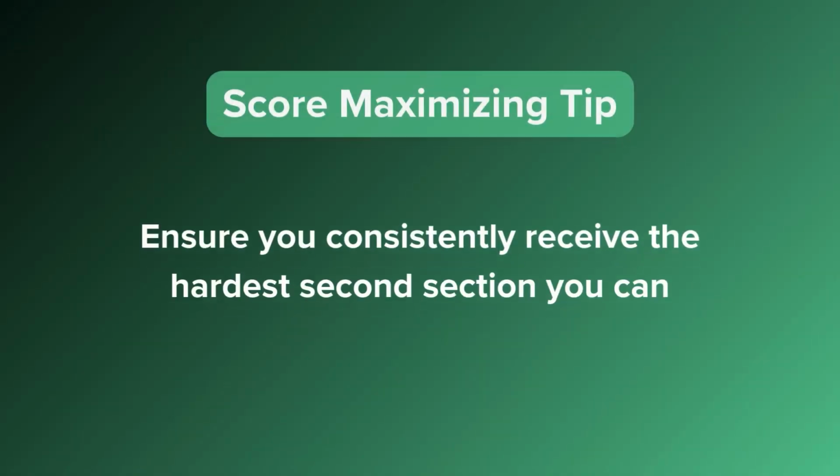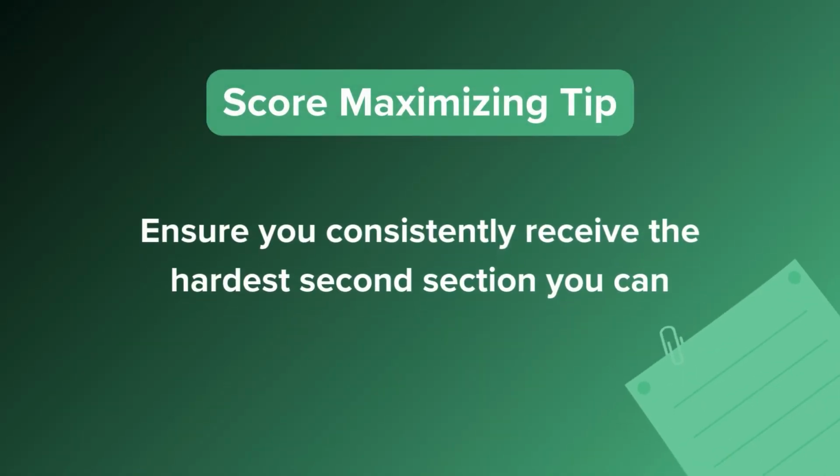So what strategies can we take from this? Primarily, to get the most difficult second section you can. This has the highest impact on your potential score, as getting a medium difficulty second section locks you out of a top score, just as getting an easy second section locks you out of an above average score.